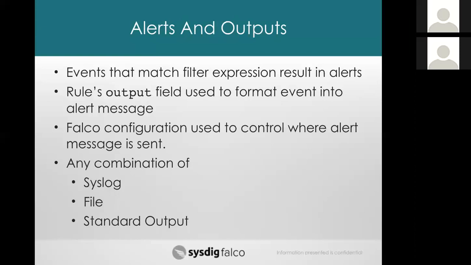Once the event message has been formatted, we have to decide where it goes. That's controlled by the Falco main configuration file. This is separate from the rules file, but it's fairly simple. It's basically saying, okay, do alerts go to syslog, or files, or standard output, or all three, or some subset? You have control over where they go. You can specify that in the config file or on the command line. It's pretty flexible.